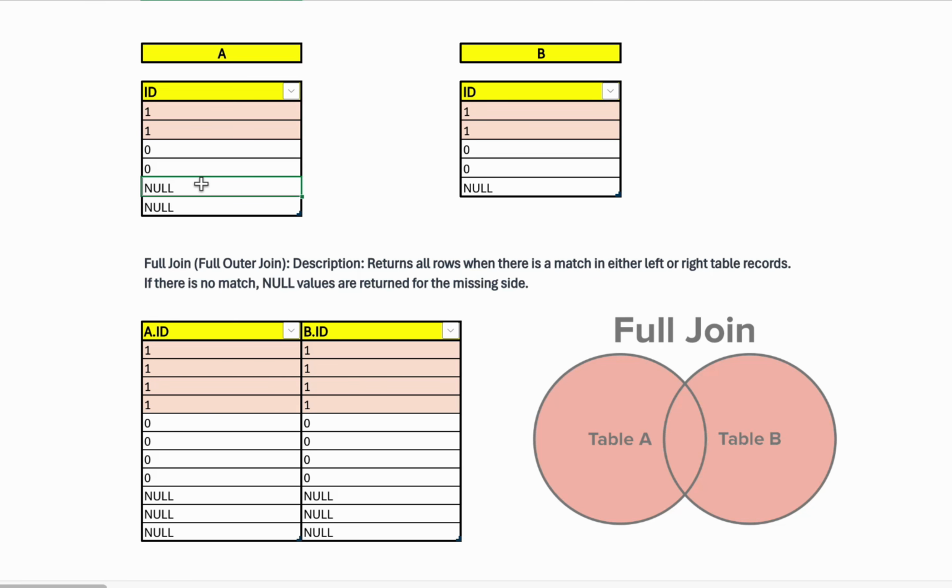Now if we look into the third row in table A, we have 0, and for this 0 we have 2 matches in table B. So that is why we have 2 more rows in our output. And for this fourth row, which is 0 in table A, we have again 2 matches in table B. So that is why we have 2 more rows in our output. Now let's understand how we are getting these 3 null.